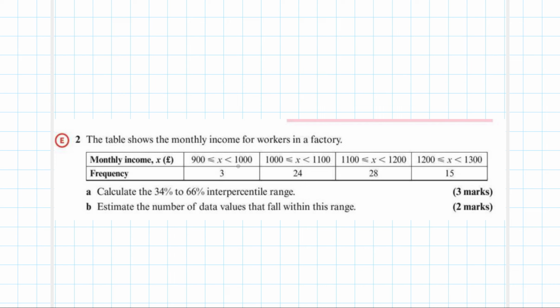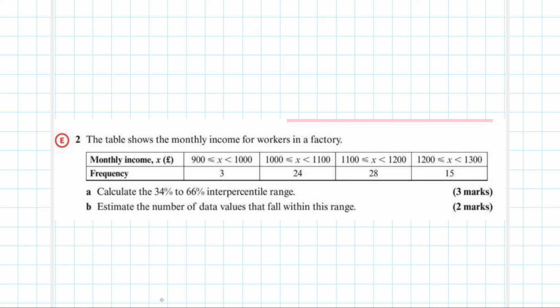Here we can see that the first class ends at 1,000 and the next class starts at 1,000. So for the monthly income classes, the lower class bound is 900 and the upper class bound is 1,000. Just knowing that fact means that you will not make a mistake when you're doing your calculations.